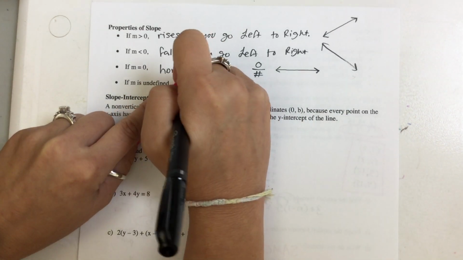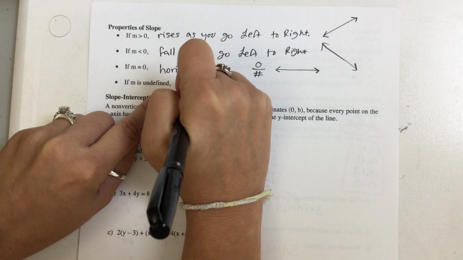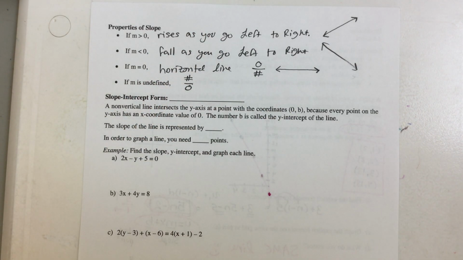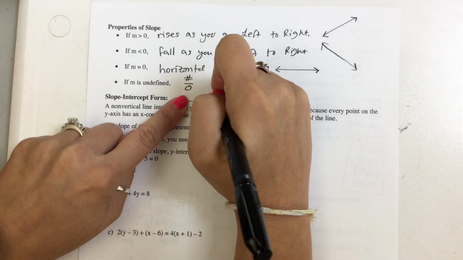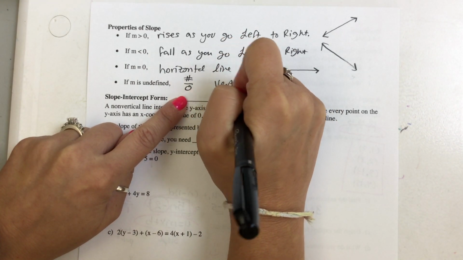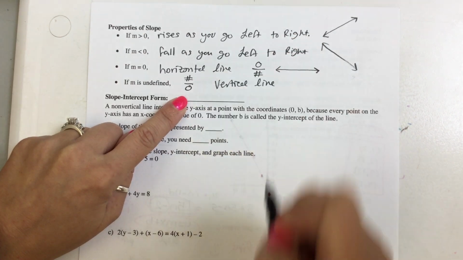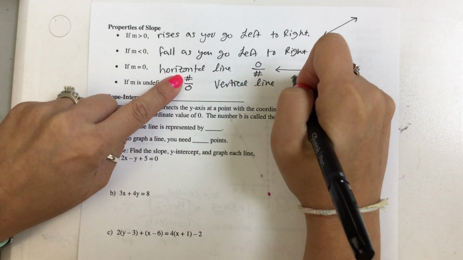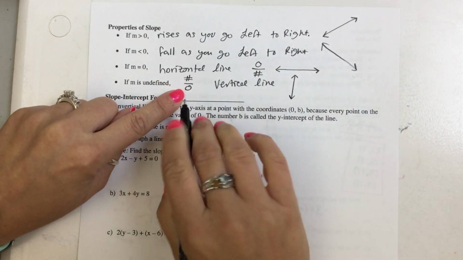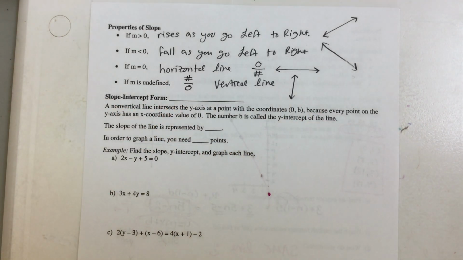If m is undefined, what that means is that you have a number on the top and a 0 on the bottom. That's why it's undefined. You cannot divide by 0. In this case, you get a vertical line. The reason why it's vertical is because it's rising or falling, but it's not running to the right. So if you have a graph that has a slope that's undefined, that line would be a vertical line because it never runs to the right, okay?